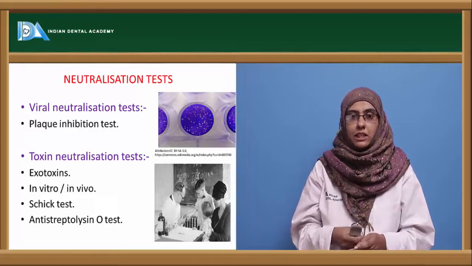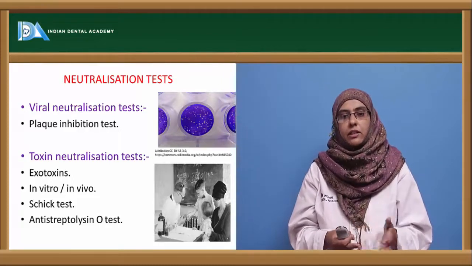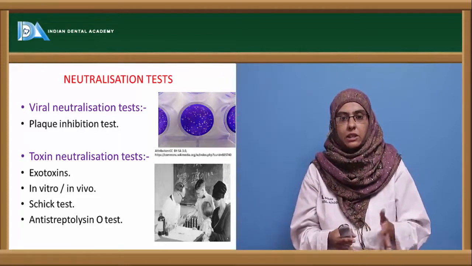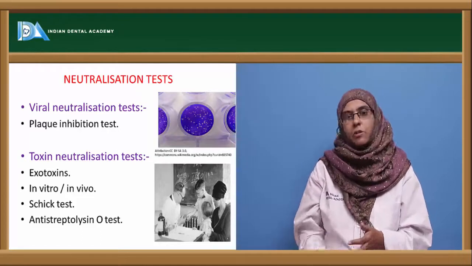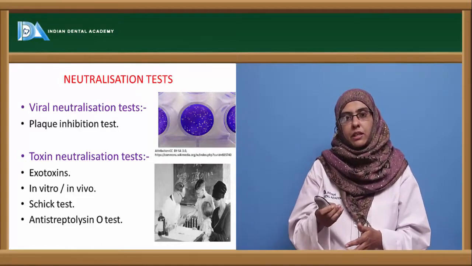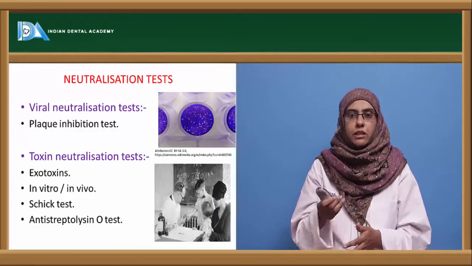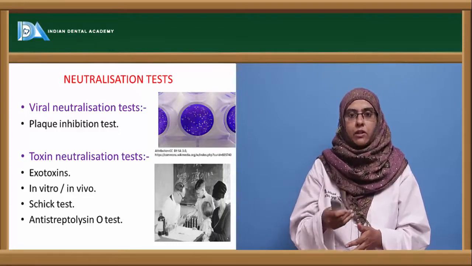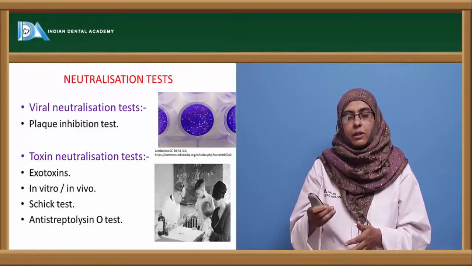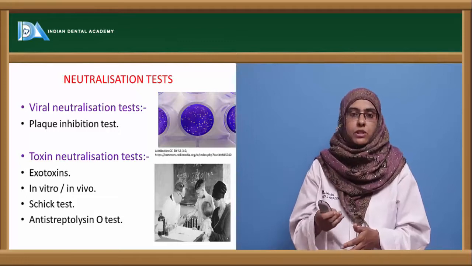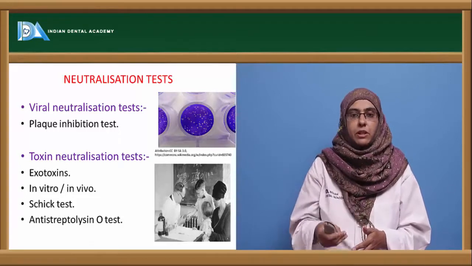And similarly, the Schick test is also done to identify the neutralizing antibody or the antitoxin present in the human. So a small amount of antigen will be introduced, and to detect whether antitoxins are there, we'll be knowing whether there was a previous immunization or previous contact with that particular disease.